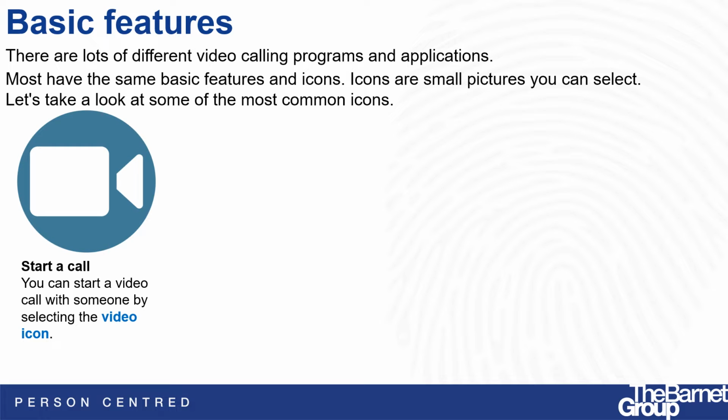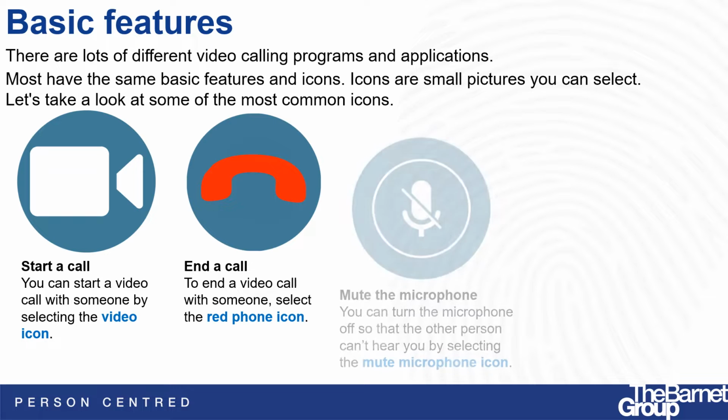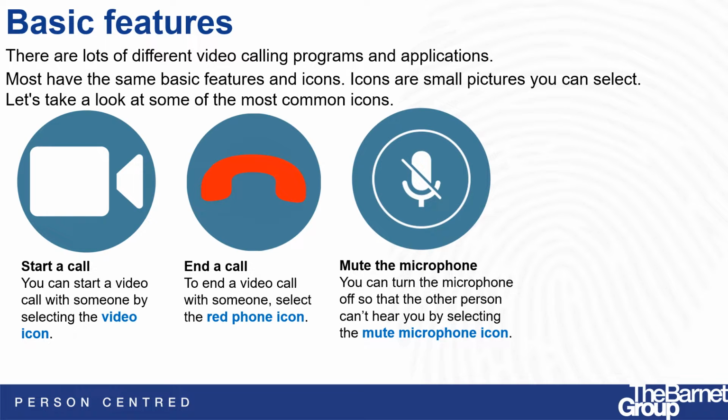You can start a video call with someone by selecting the video icon. To end a video call with someone, select the red phone icon. You can turn the microphone off so that the other person can't hear you by selecting the mute microphone icon.